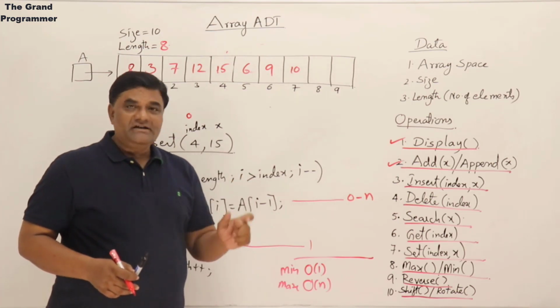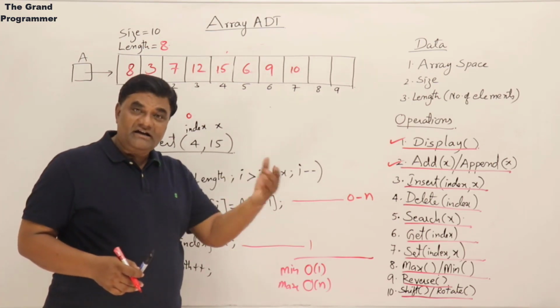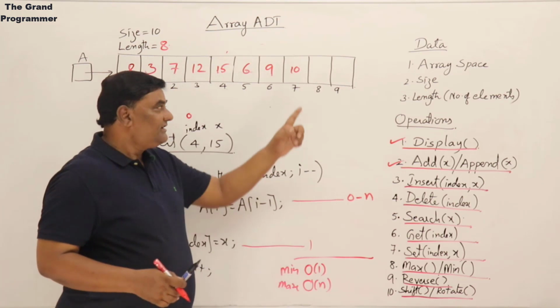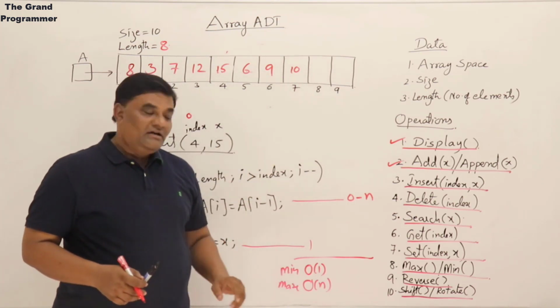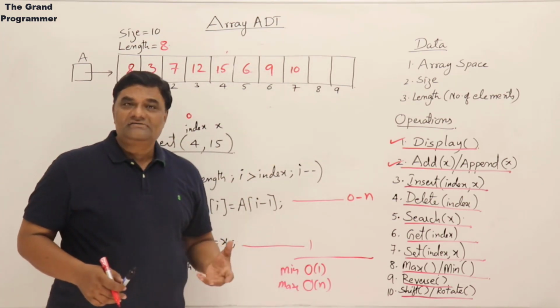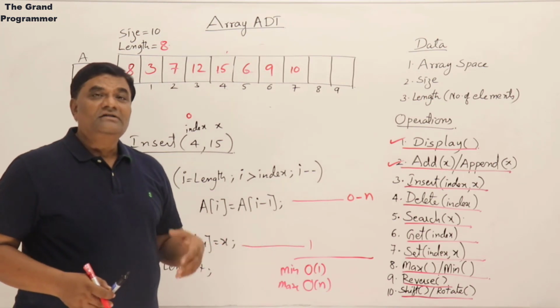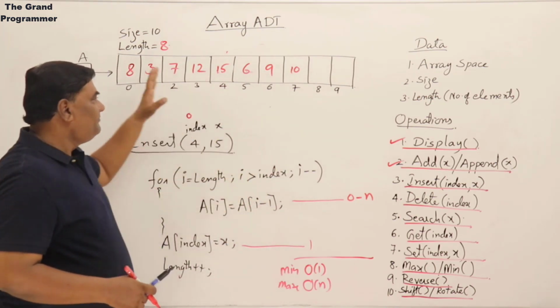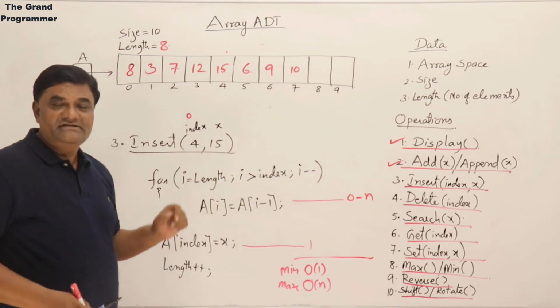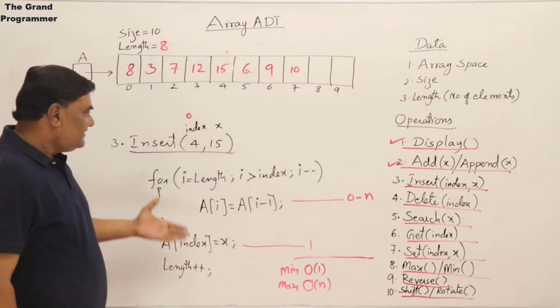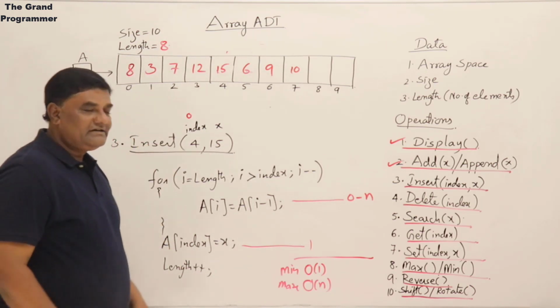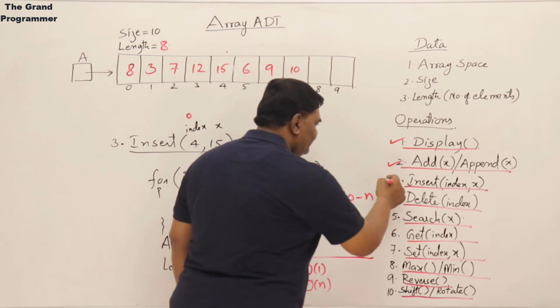The minimum time taken we can call the best case time, and that case is when we are inserting at the end of an array. The maximum time can be called the worst case time, and the worst case is when we are inserting at the beginning index of an array, that is index 0. So that's all about inserting an element at a given index. We have finished this one.